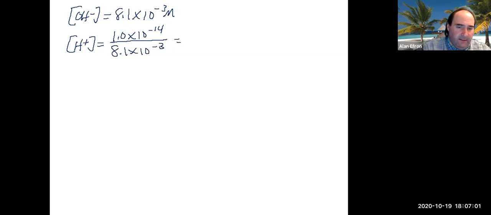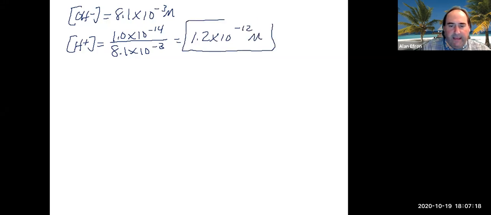Again, we want to put all this in like we've been doing. 1 exponent button minus 14 divided by 8.1 exponent button minus 3, hit equals, and should end up with 1.2 times 10 to the minus 12. Again, we'll put a big M there because we are looking for concentration.